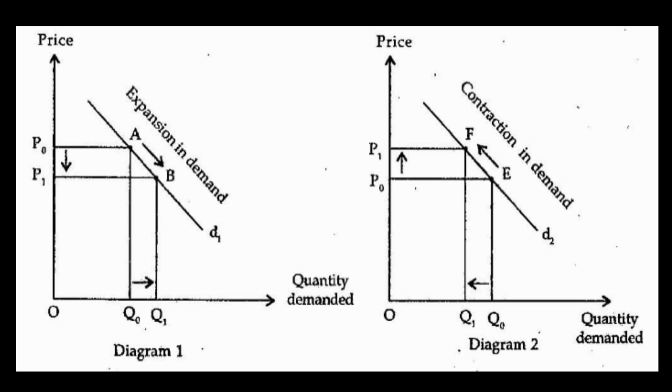So we are moving along the same demand curve. As the price goes up, quantity demanded contracts. So on the same demand curve, you can see expansion as well as contraction. The second is changes in the demand curve, that is, increase and decrease in demand. This happens because of any other factor which we discussed, except price.